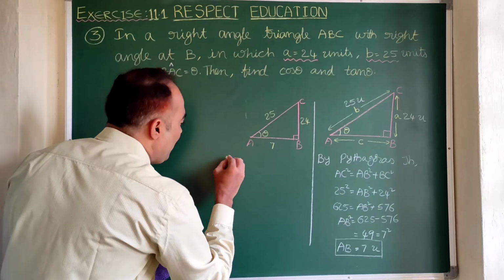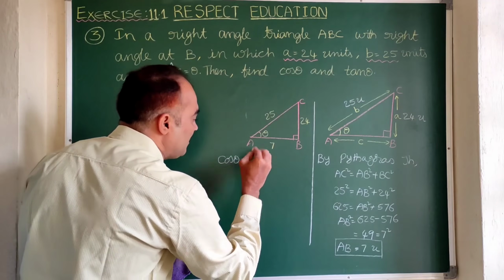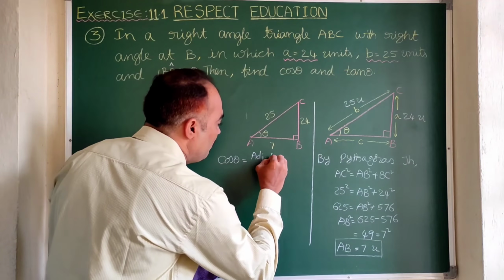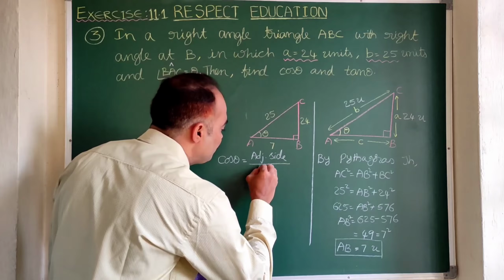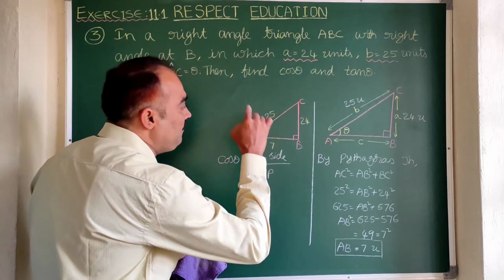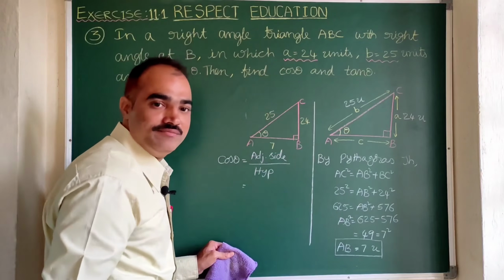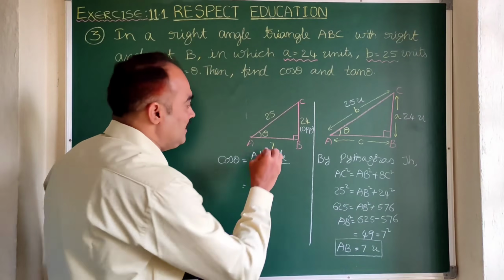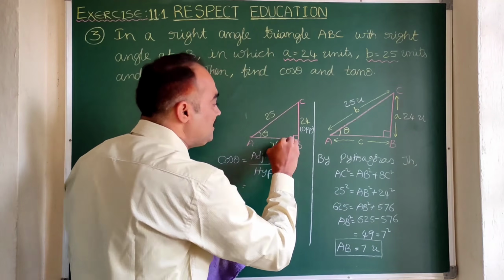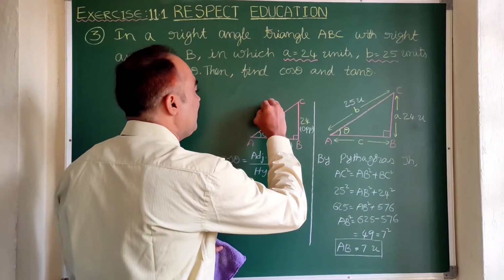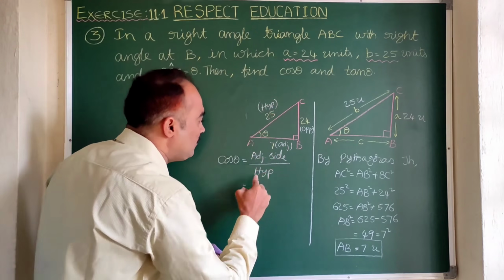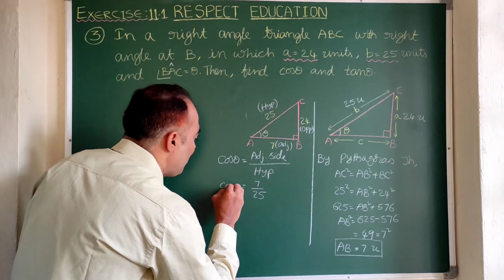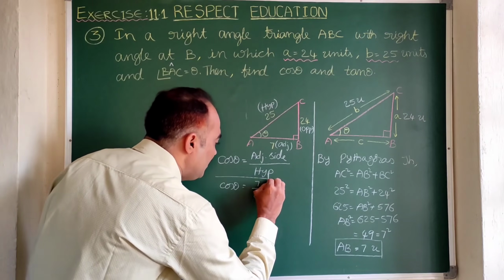Clear? Okay. Now here what is the formula of cos theta? Adjacent side to theta by hypotenuse. Here if you are at theta, what is the opposite side? 24, that is BC. And what is the adjacent side? AB, that is 7. And what is hypotenuse? AC, that is 25. Now substitute the values. Adjacent side is 7, by hypotenuse is 25. So here cos theta we got as 7 by 25.